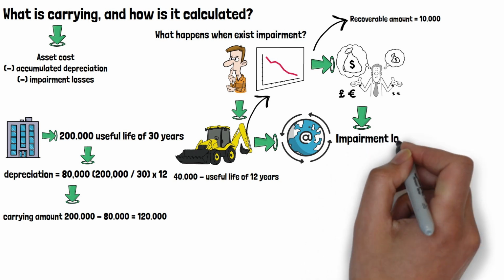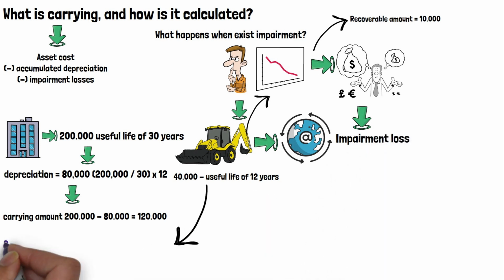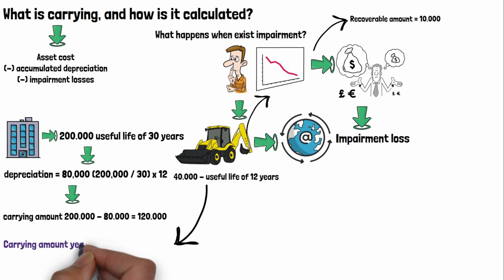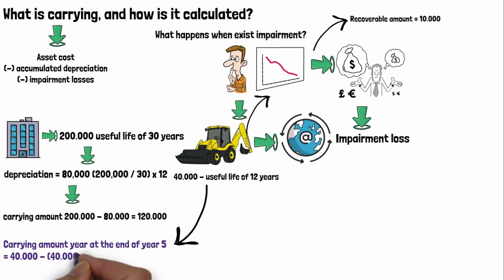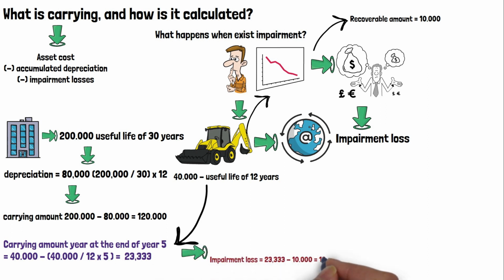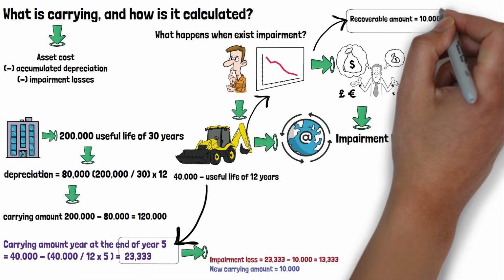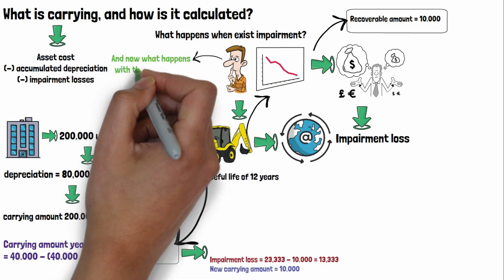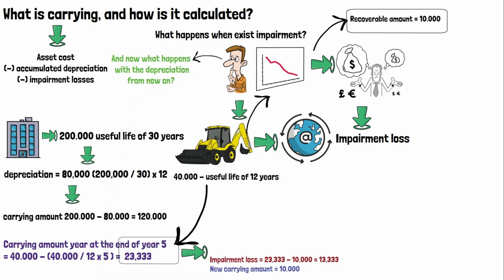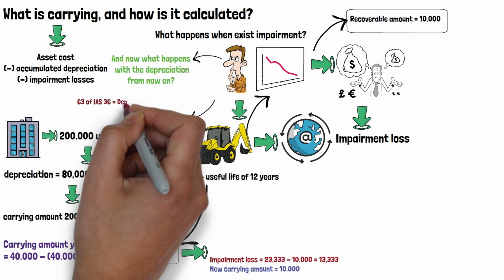So, to calculate this loss, we must calculate the asset's carrying amount at the end of the reporting period. Therefore, this calculation results in a carrying amount of $23,333. This means that the entity must recognize an impairment loss of $13,333, which is the difference between the carrying amount and its recoverable amount. Now the question that many may ask is what happens with the calculation of the depreciation of this asset for year 6. In this case, we need to review paragraph 63 of IAS 36.